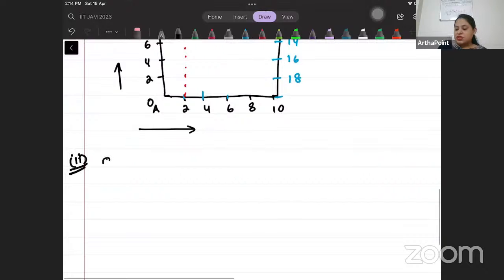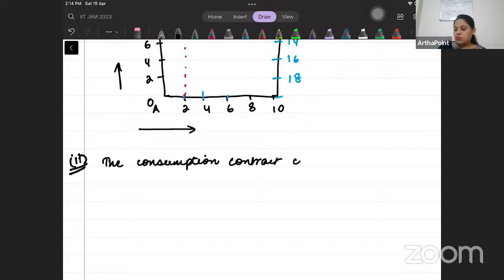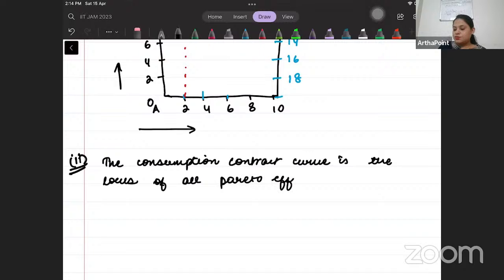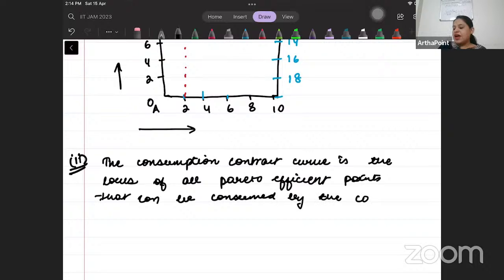Please write down. The consumption contract curve is the locus of all Pareto efficient points that can be consumed by the consumer. So ideally, I just need the locus of all Pareto efficient points.